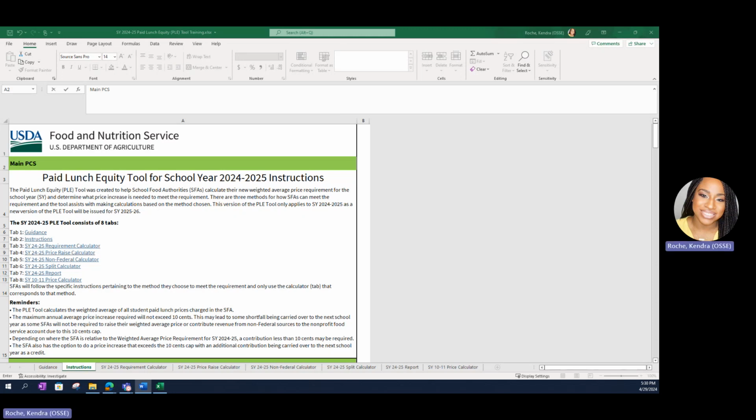Further down on the Instructions tab, step 1 is to first determine the annual unrounded requirement. Click on the link to be brought to the corresponding tab. Here, if you have last year's PLE tool, you can take the 2023-24 unrounded price requirement and enter it into the green cell in step 1. If you do not know this price, scroll down the tab and click where it says School Year 2010-11 Price Calculator.